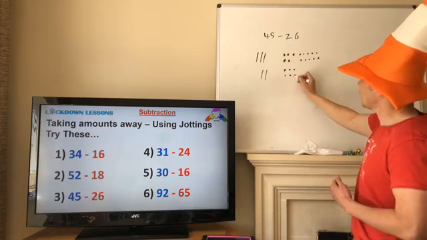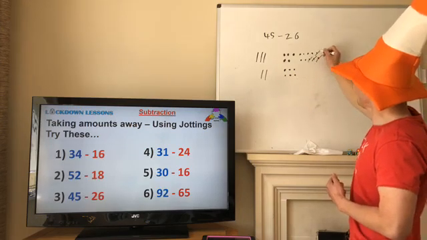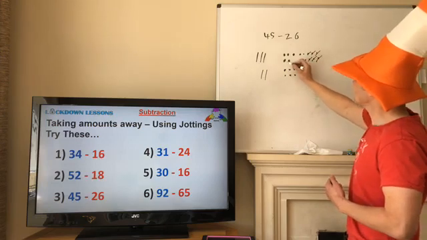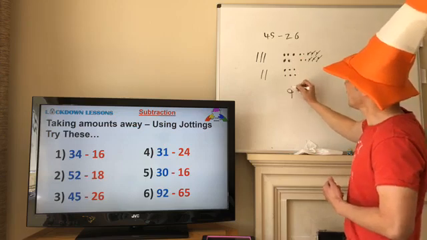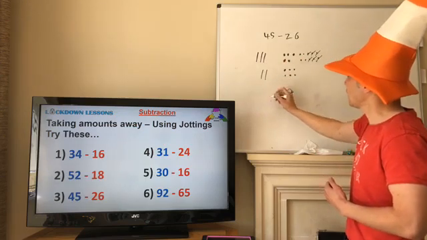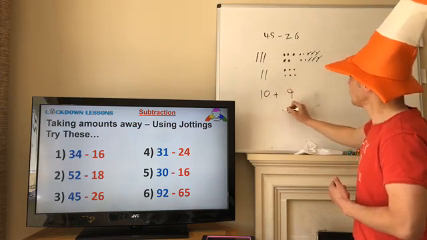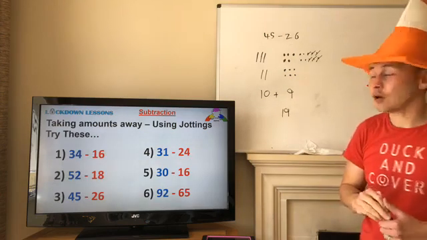And then I can take away the 6. So 1, 2, 3, 4, 5, 6. That leaves me with 1, 2, 3, 4, 5, 6, 7, 8, 9. And then 30 take away 20 is 10, which gives me 19 in total.